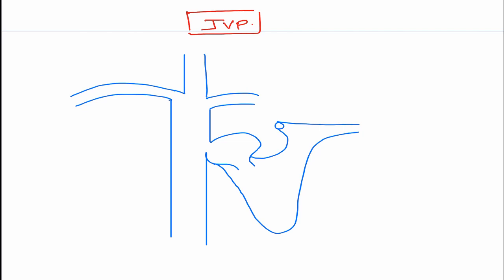Okay, so first of all, this is the internal jugular vein. Let us mark this. This is the right atrium. This is the right ventricle. This is the pulmonary artery. This is the superior vena cava, and this is the inferior vena cava. So I hope you understood the labeling. Okay, so let us start.